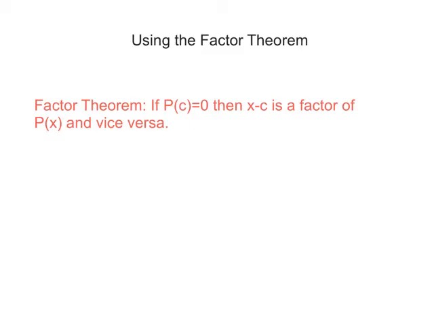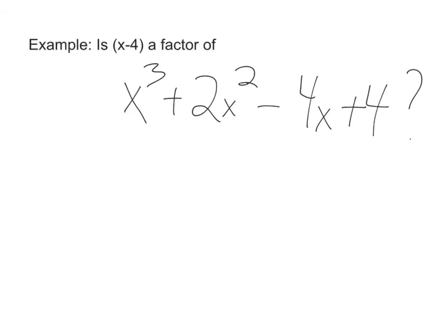Let's take a look at an example. Here's our example. Is x minus 4 a factor of x cubed plus 2x squared minus 4x plus 4? So let's try this by synthetic division. What we're going to do, first of all, is identify what c is equal to. Come back up here to the x minus 4. Remember, that's in the form x minus c. So we see that c is equal to 4.